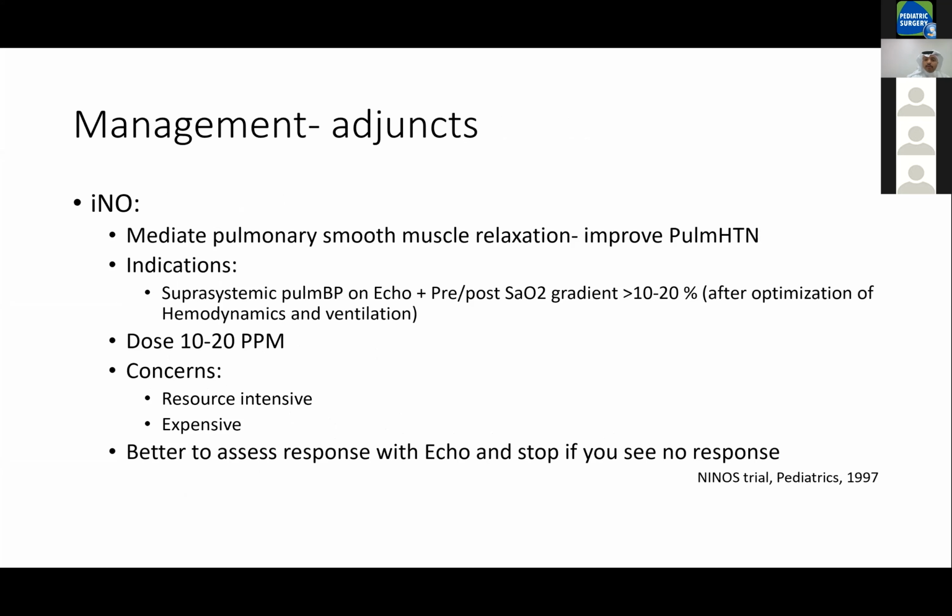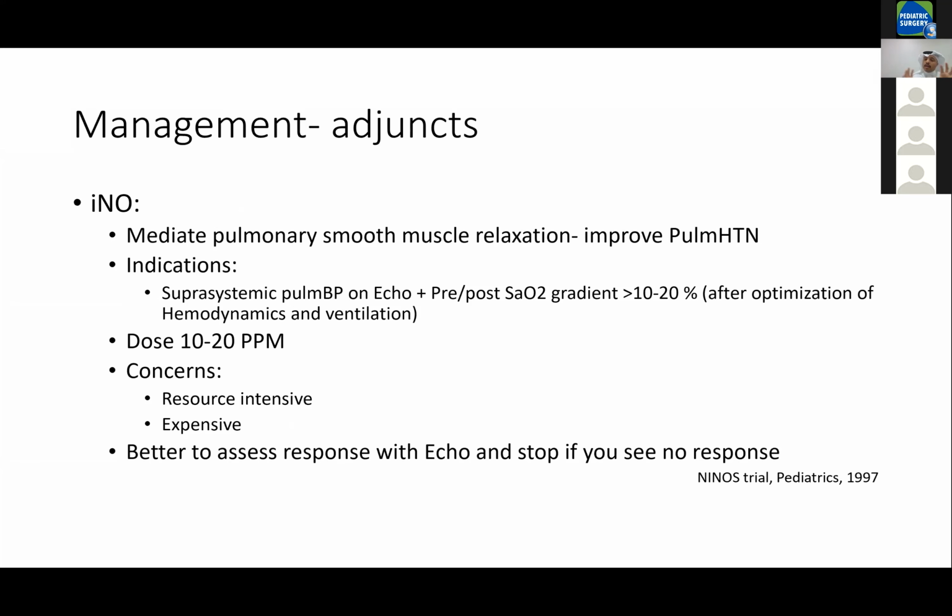With regard to blood transfusion, the hematocrit should be kept between 35 to 40%. What about inhaled nitric oxide? Now, it is used to mediate pulmonary smooth muscle relaxation, so it improves pulmonary hypertension. The indication of INO, again, is not very well defined, but generally it's a suprasystemic pulmonary hypertension. So when we mean suprasystemic, that means the pulmonary pressure is greater than the systemic pressure.